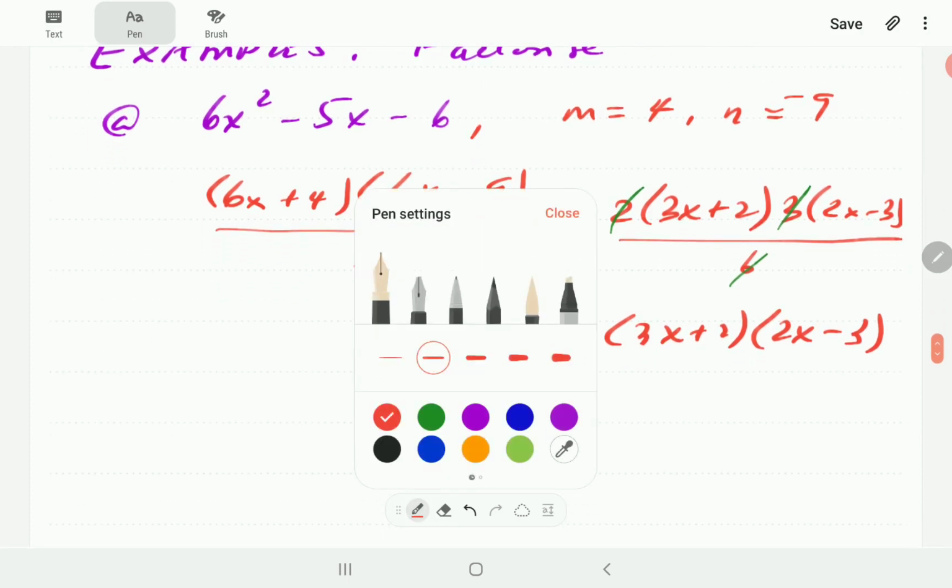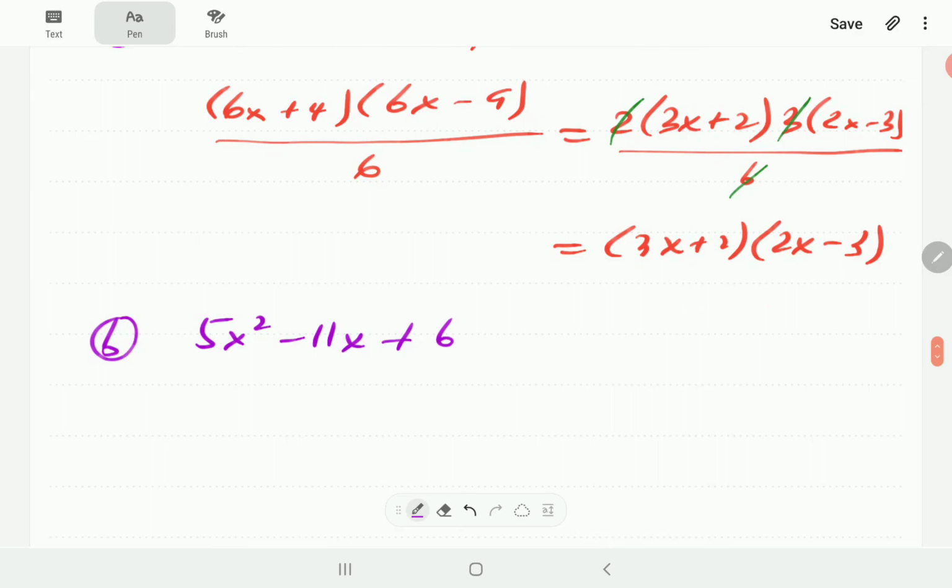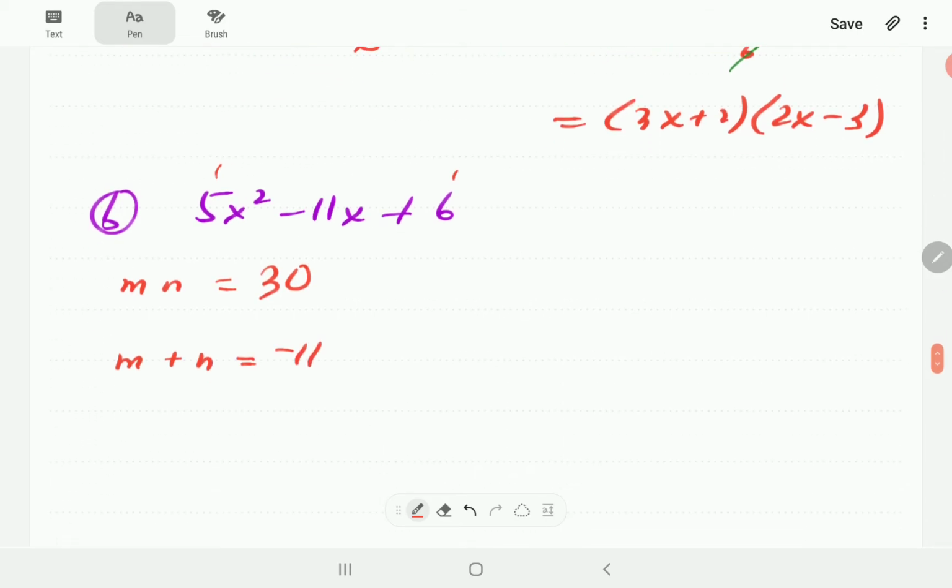All right, so suppose for a second example we have 5x squared minus 11x plus 6. Right, so this time again m times n is going to be 5 times 6, which is 30. M plus n is negative 11.